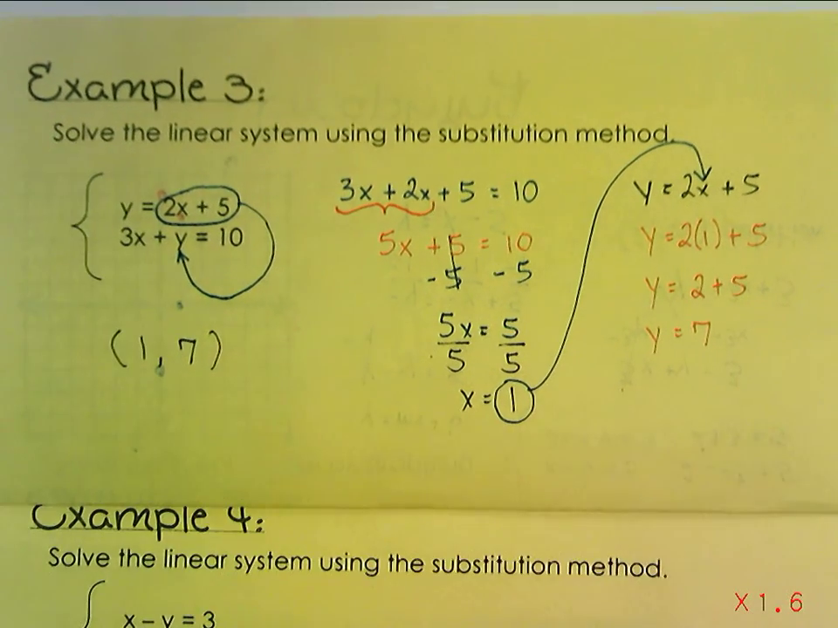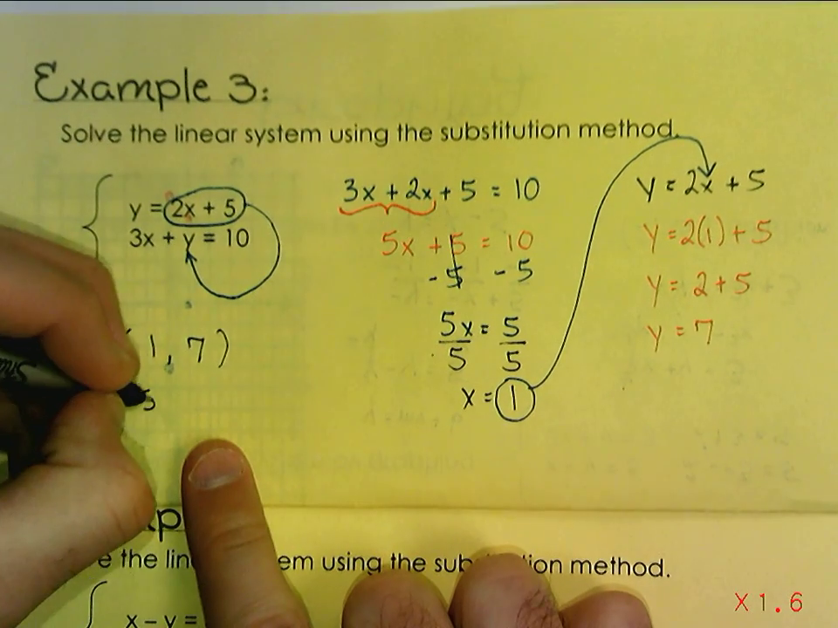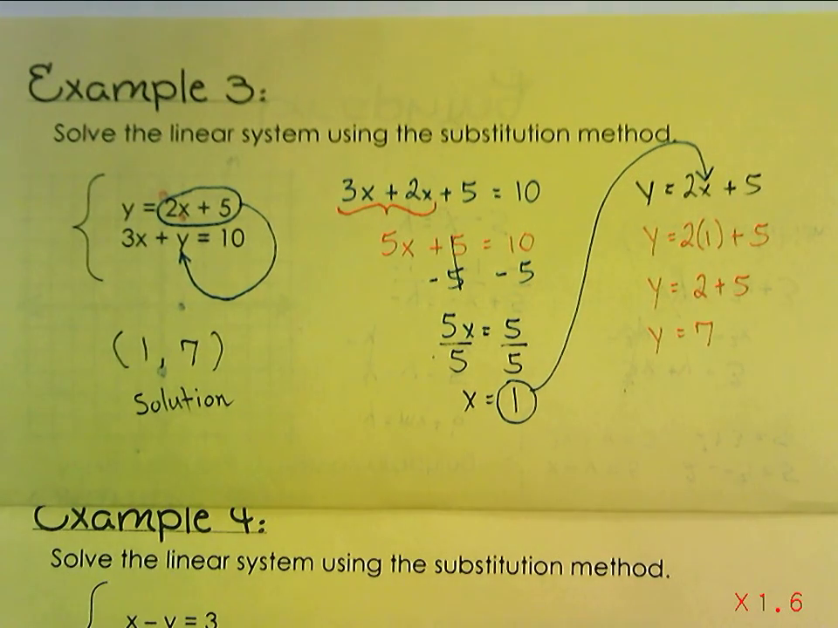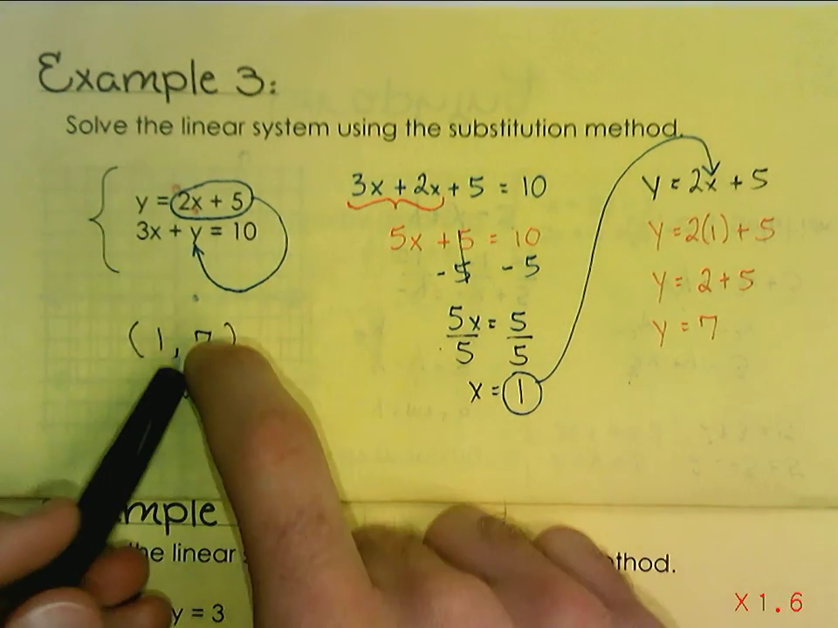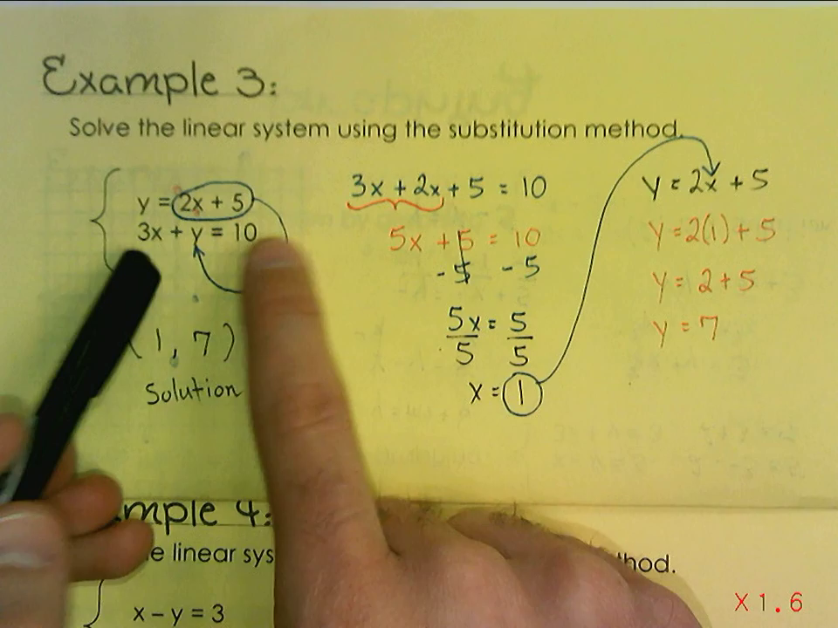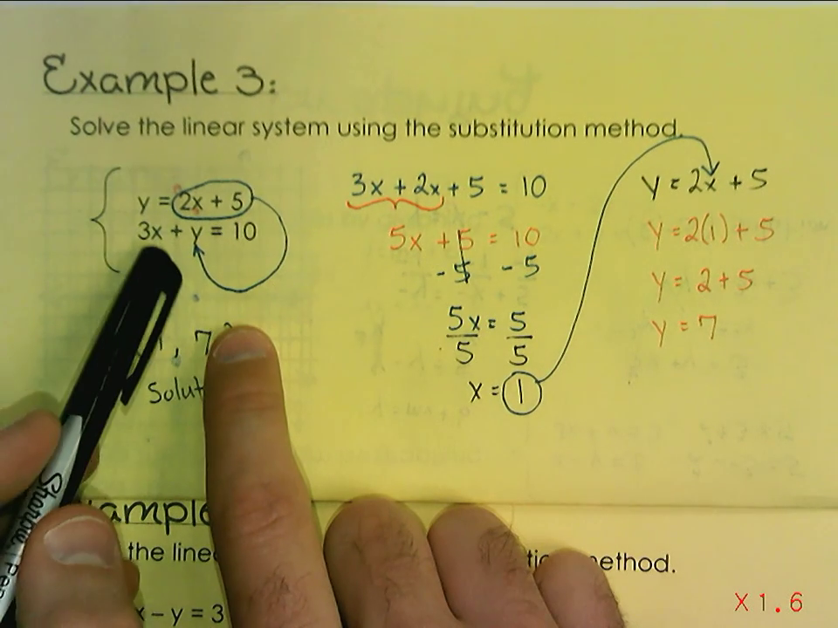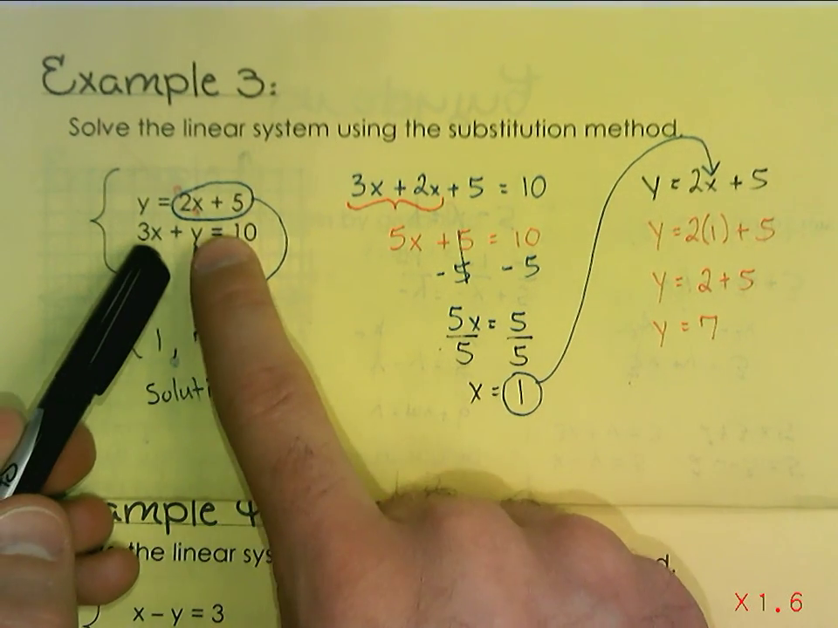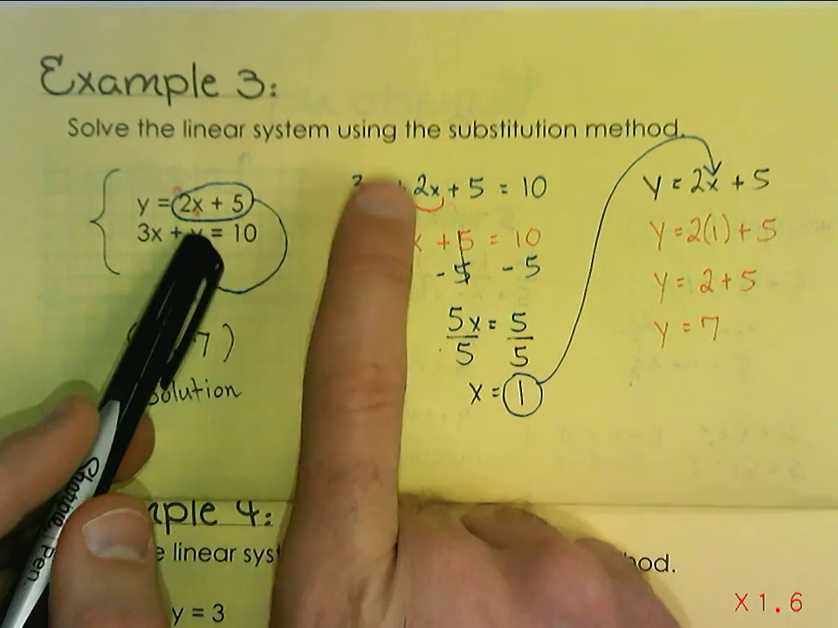7. So this is my solution to this system of equations. Now if I were to plug this 1 and 7 back into both of these, they should both work out. So if I put 1 in for x, that's 3 times 1 is 3. If I put 7 in for y, that's 7. So 3 plus 7 is 10.